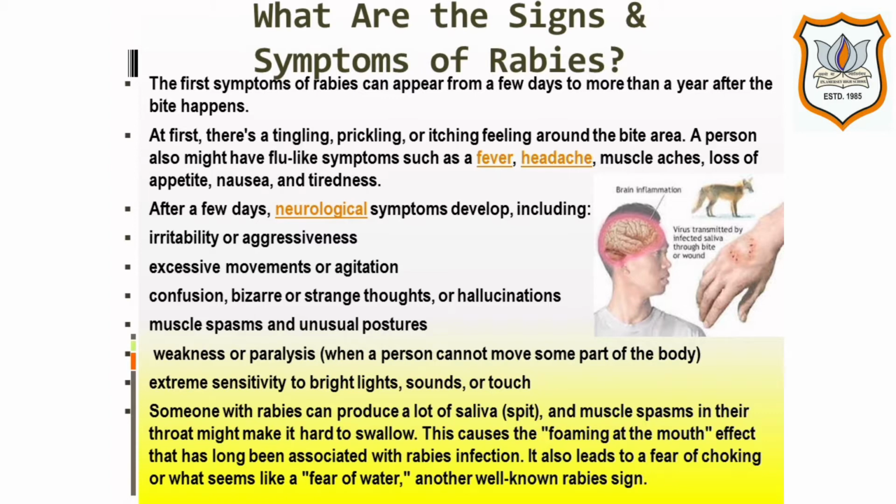Someone with rabies can produce a lot of saliva, spit, and muscle spasms in their throat might make it hard to swallow. This causes the foaming at the mouth effect that has long been associated with rabies infection. It also leads to a fear of choking or what seems like a fear of water, another well-known rabies sign.